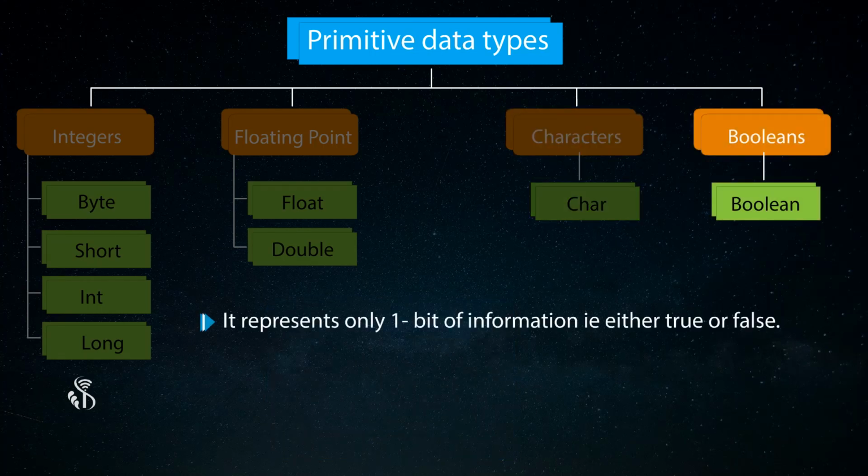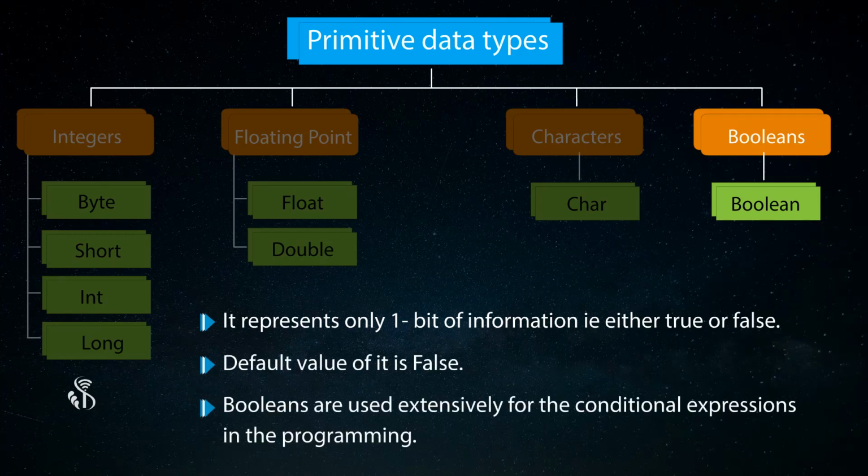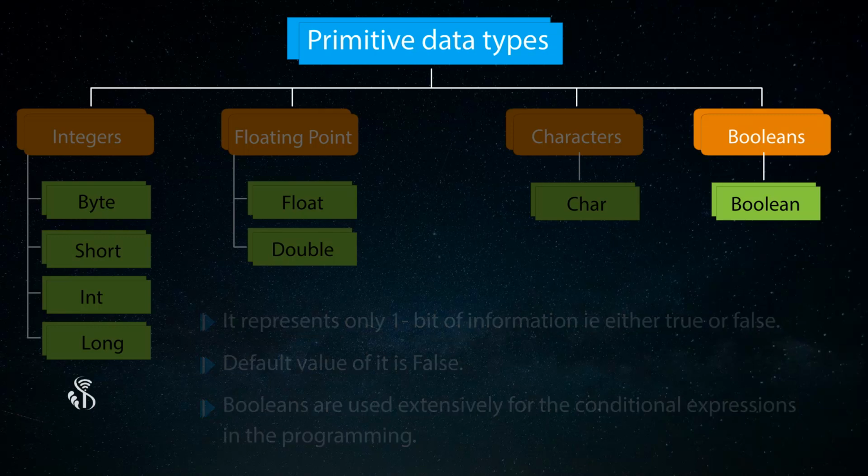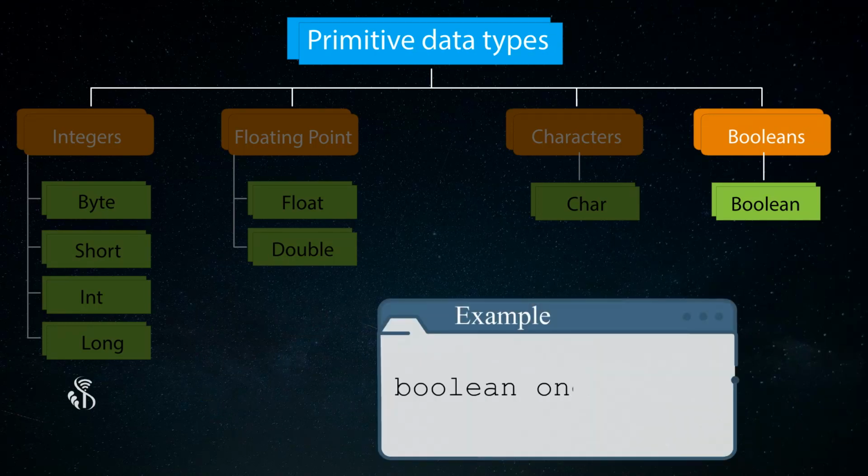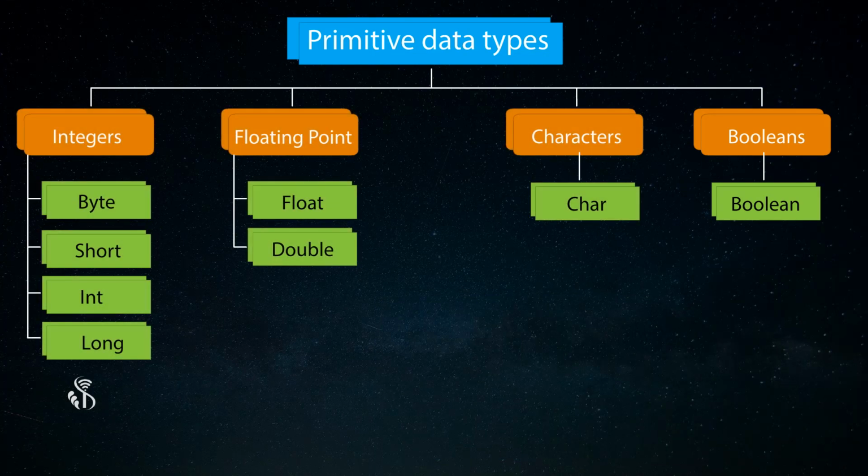Boolean: it represents only one bit of information, that is either true or false. Its default value is false. Booleans are used extensively for conditional expressions in programming. Example: boolean b1 = true. We have seen what the various elemental variables in Java are.